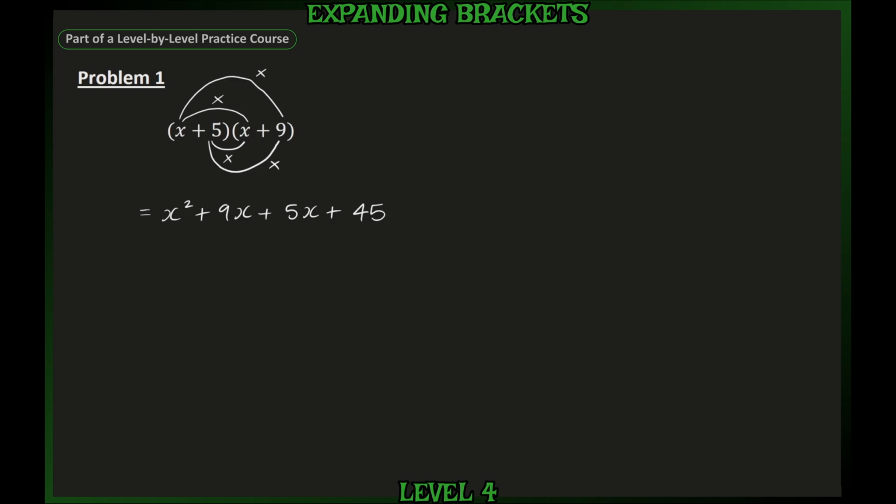To finish, we just need to simplify, and we can do this by collecting together the like terms. So we have a plus 9x and a plus 5x, which are the only like terms here. So we have x squared, the plus 9x plus 5x gives us plus 14x, and we have a plus 45 on the end. So x squared plus 14x plus 45 is our final answer to problem 1.